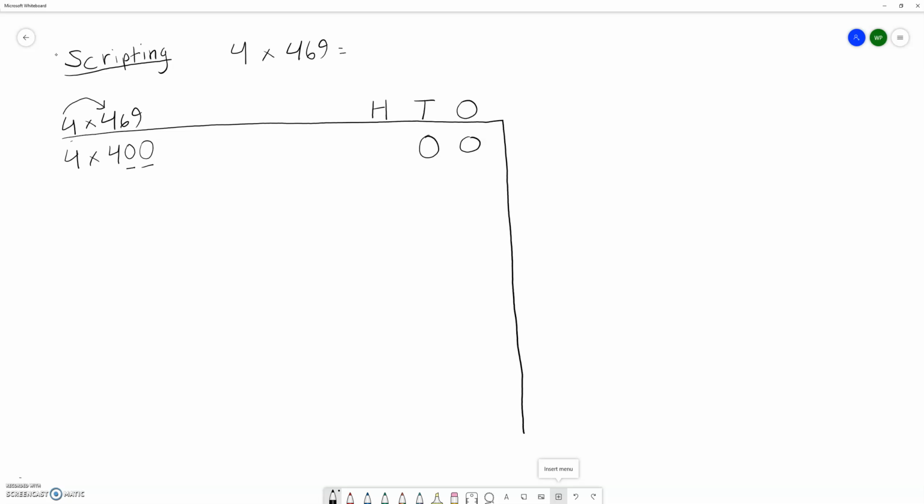And then we know that 4 groups of 4 is 16. So we bring that over as well, lining it up nicely. And the next part, we are going to now do 4 groups in our tens column. And that would be 4 groups of 6 tens. And just like before, we take our zeros in the ones column and we bring it over to the right, and now we do 4 groups of 6, which would be 24.